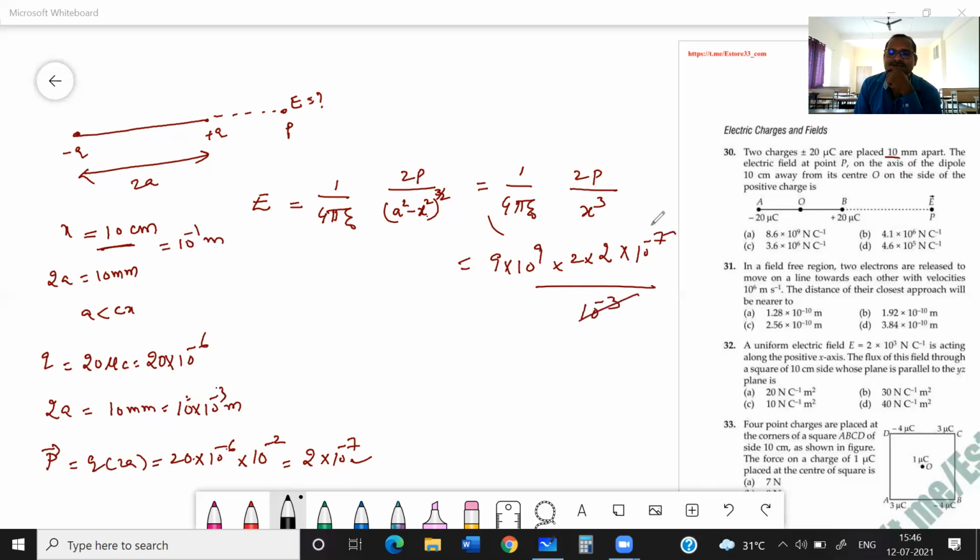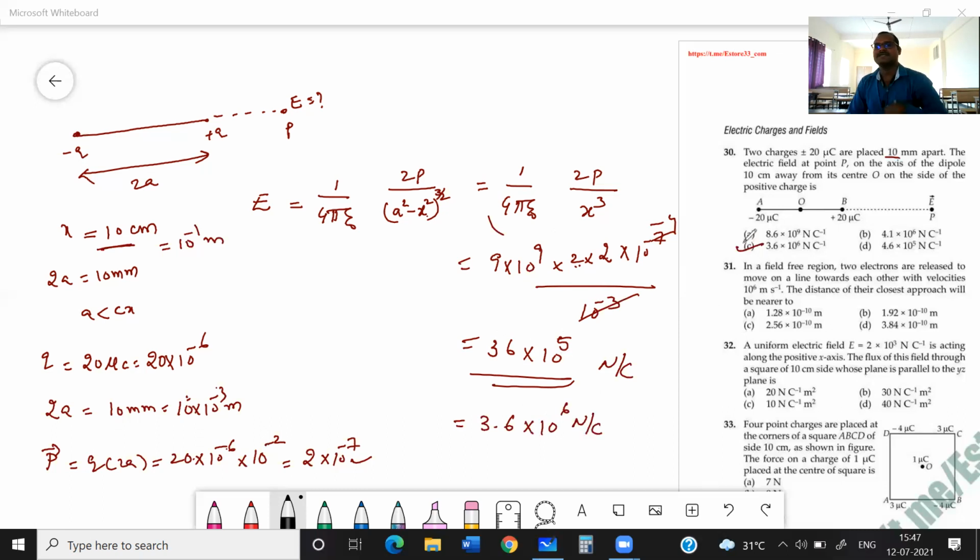Minus 3 cancels with minus 4. Yes, you'll get 9 into 2 into 2, 4. 4 9s are 36 into 10 to the power of plus 9 minus 4, which is plus 5. Yes, Newton per Coulomb. Option, you check. 36 into 10 to the power of 5 can be written as 3.6 into 10 to the power of 6 Newton per Coulomb. Yes, option C is the right answer.